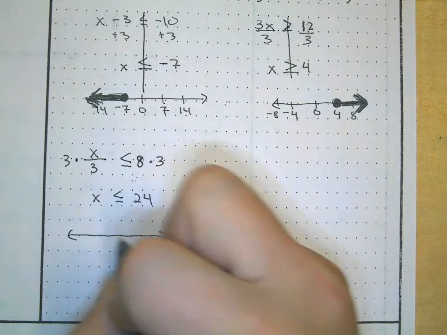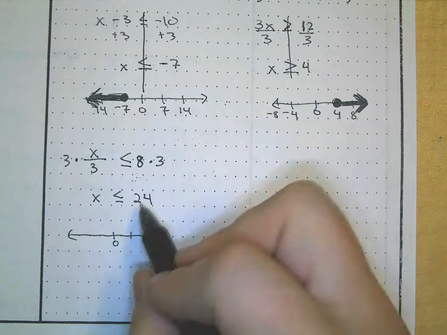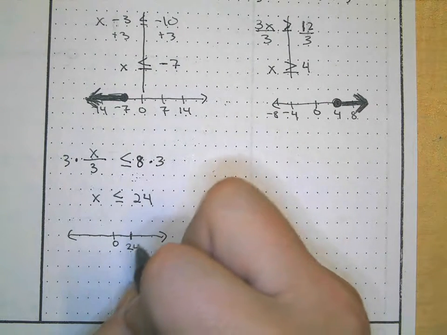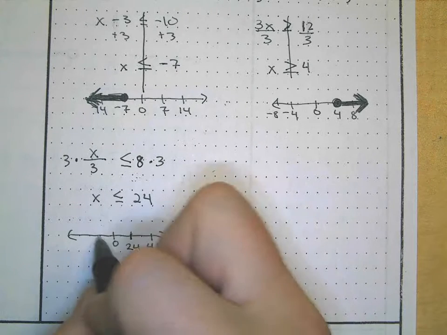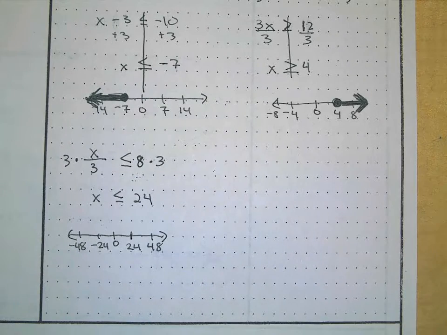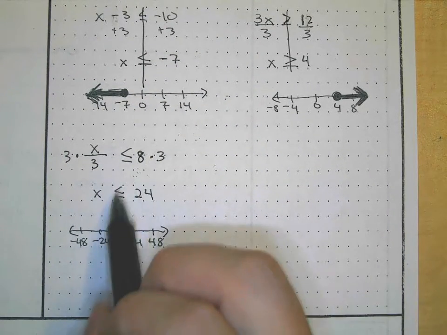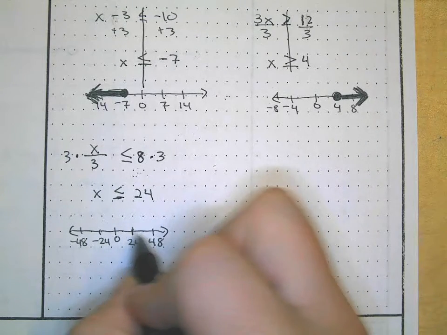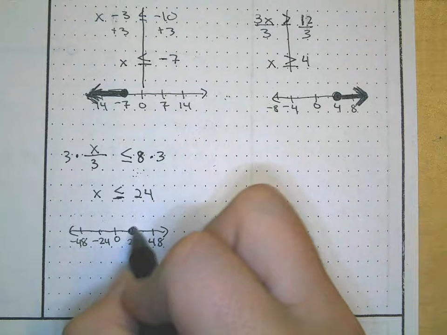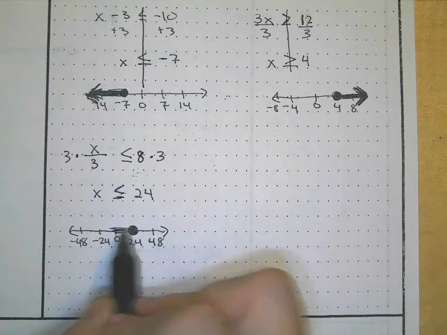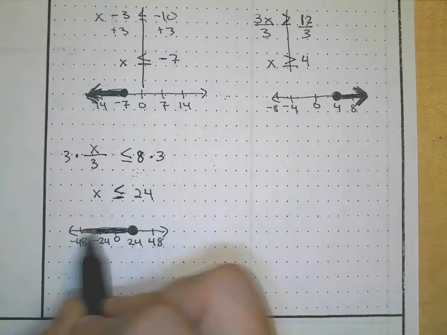Draw a number line. Ooh, I don't want to plot all the numbers to 24, so let's just count by 24s. This is my number line. So I'll make it how I want to make it. And then since I have my equal to symbol, I'm going to put a closed, filled-in circle at 24, and I'm less than. I'm representing all the values that x is less than, so I'll shade to the left.